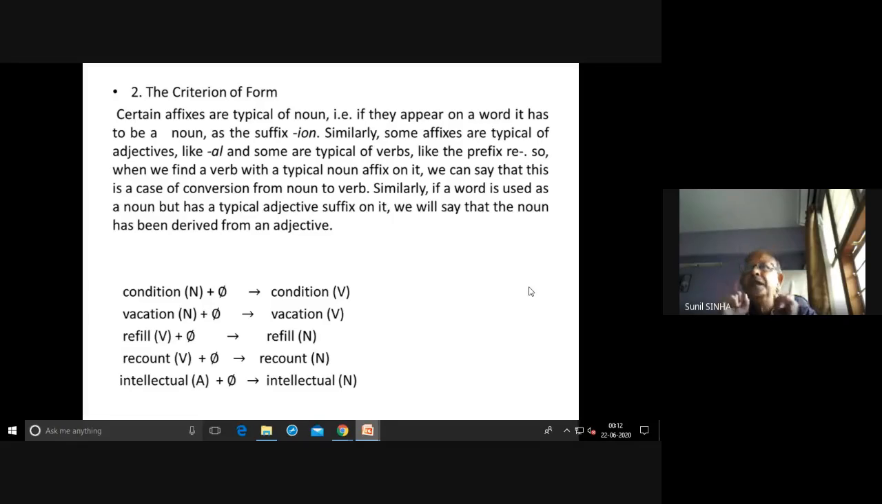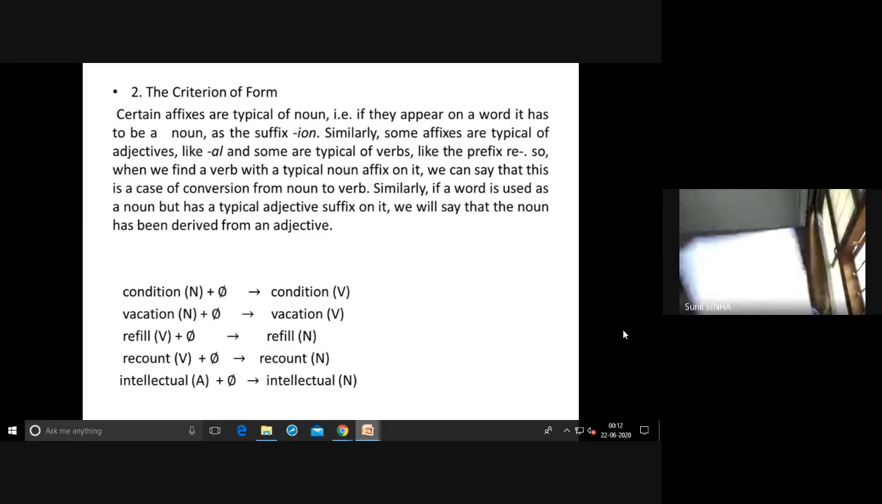Remember, a derivational process is a process in which you add a suffix or a prefix. But conversion is a derivational process in which you add nothing. That is the zero derivation or zero morpheme. That is conversion. That is, you add nothing to it.